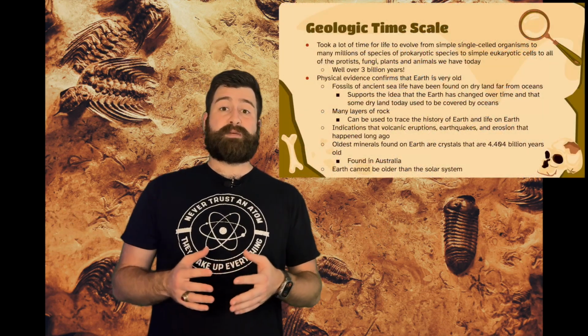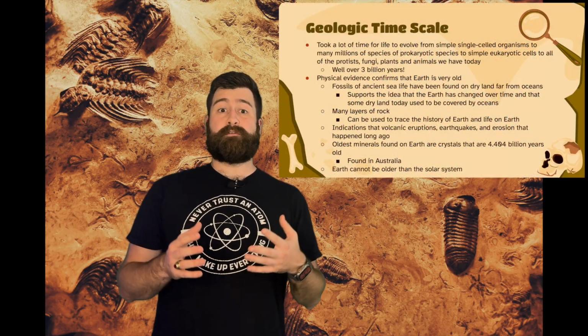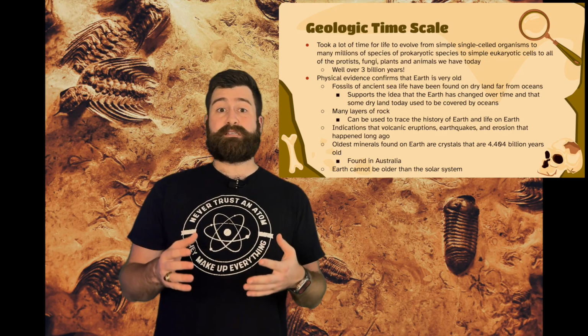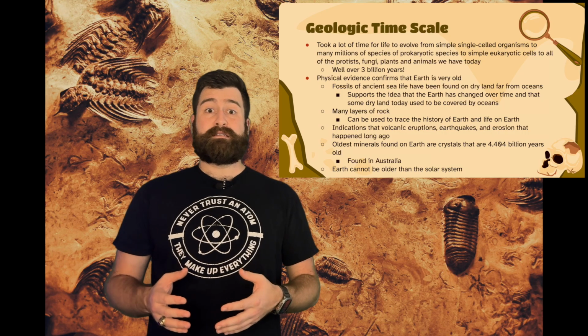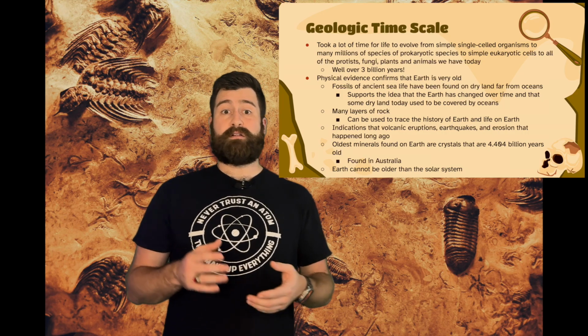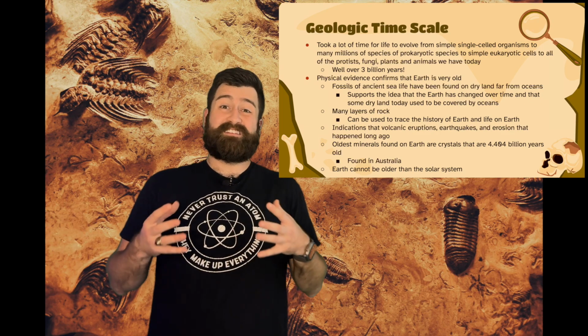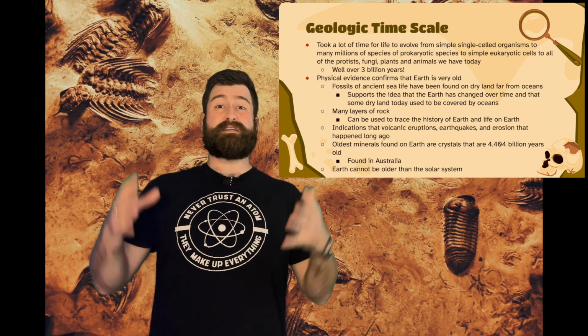Now, while the earliest fossils are between 3 and 4 billion years old, they don't look like organisms that we see around us today. This is because it took a lot of time for life to evolve from simple single-celled organisms to many millions of prokaryotic species, to simple eukaryotic cells, to all of the protists, fungi, plants, and animals that we have today. Again, this was well over 3 billion years.